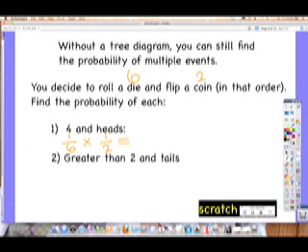So what's 1 times 1? What's 6 times 2? That's it. Write it down now. Change it to a decimal and a percent. Top times top, bottom times bottom. And then change it to a decimal and a percent.